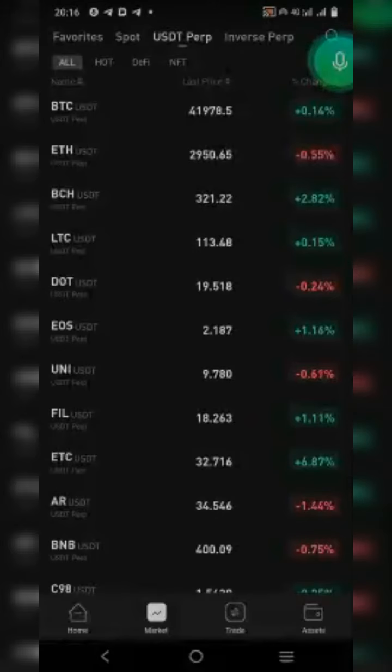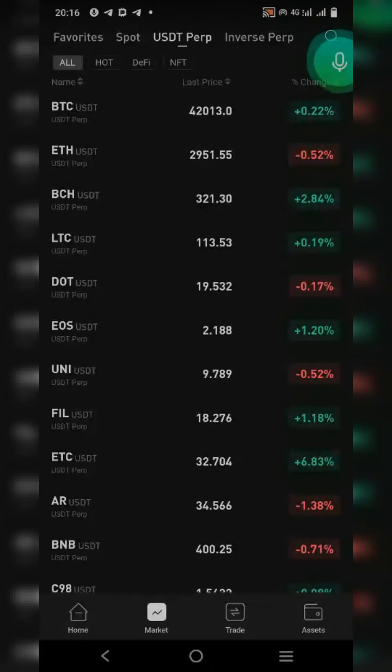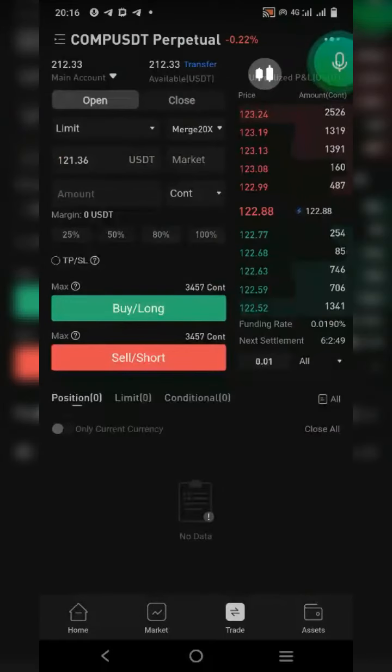So the derivative market is where you trade with a margin. With your margin, that determines how much profit you are going to make and all that. You trade with a leverage. When we go down to that, I'll explain.